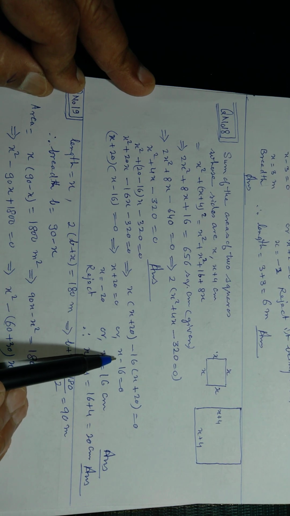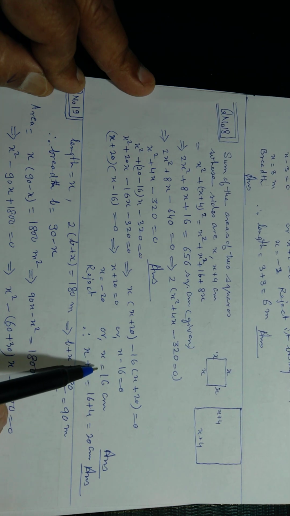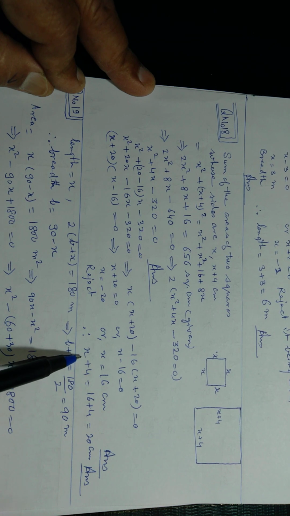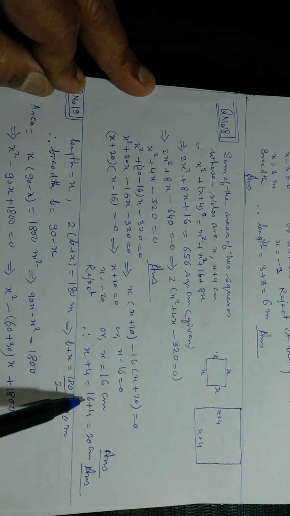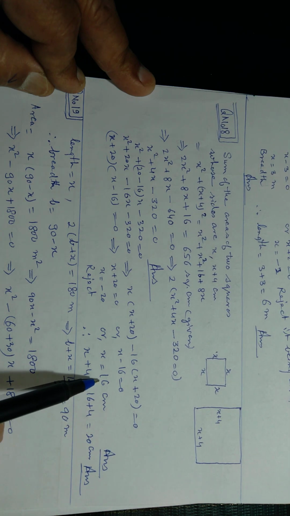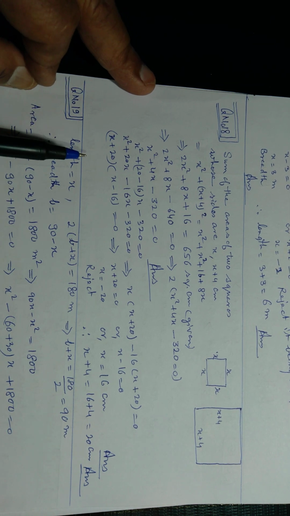Now proceed to the next, that is x minus 16 is equal to 0. So therefore x is equal to 16 centimeter. Therefore x plus 4 will be 16 plus 4, that will be 20 centimeter. So the answer will be 16 centimeter and 20 centimeter. Now proceed to question number 19.